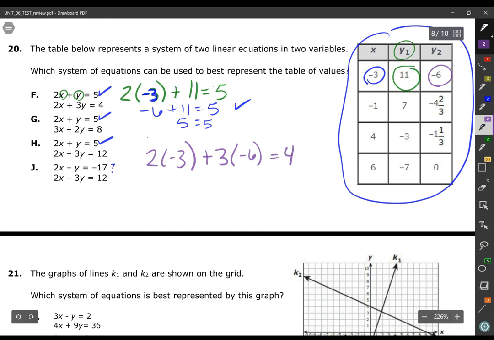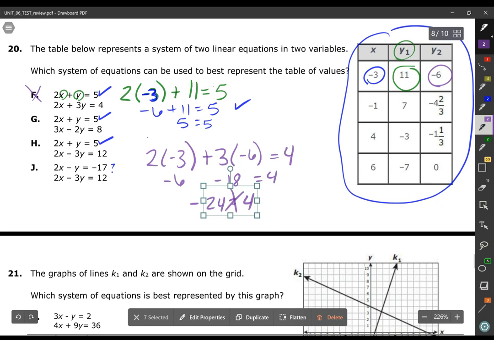Equals 4. 2 times negative 3 is negative 6. 3 times negative 6 is negative 18. Well, these two negatives are not going to equal positive 4. So negative 6 and negative 18 is a negative 24. This does not work. Okay, so that does not work. So we know that 2x plus 3y equals 4 does not work. There's no other ones that have that problem on it.